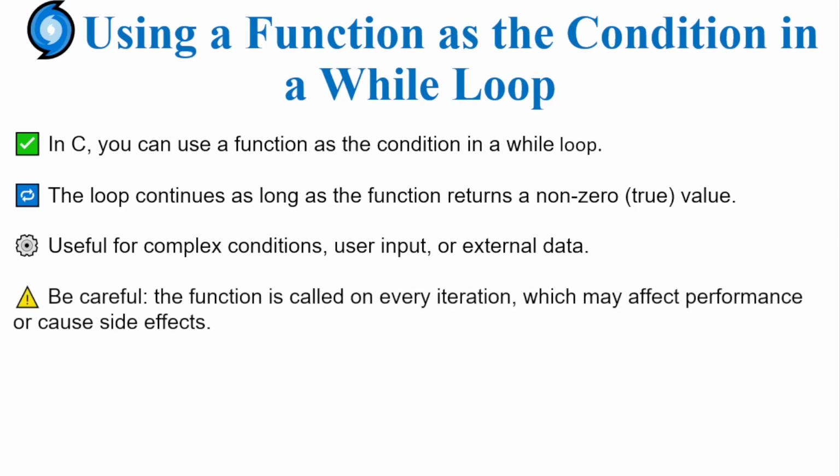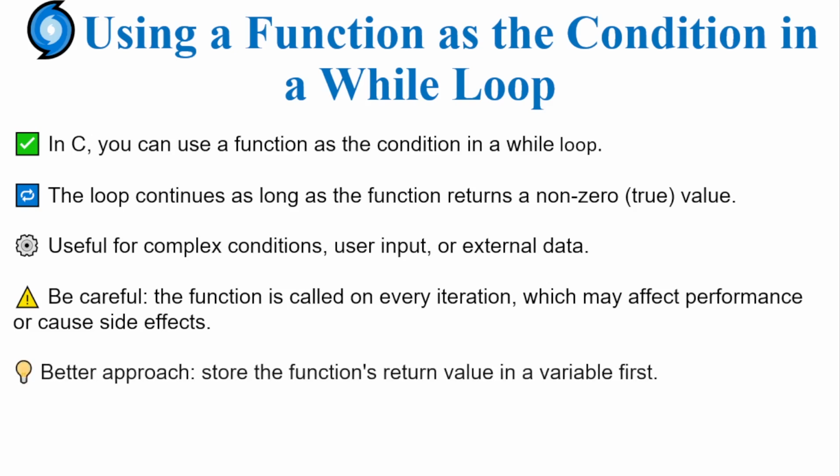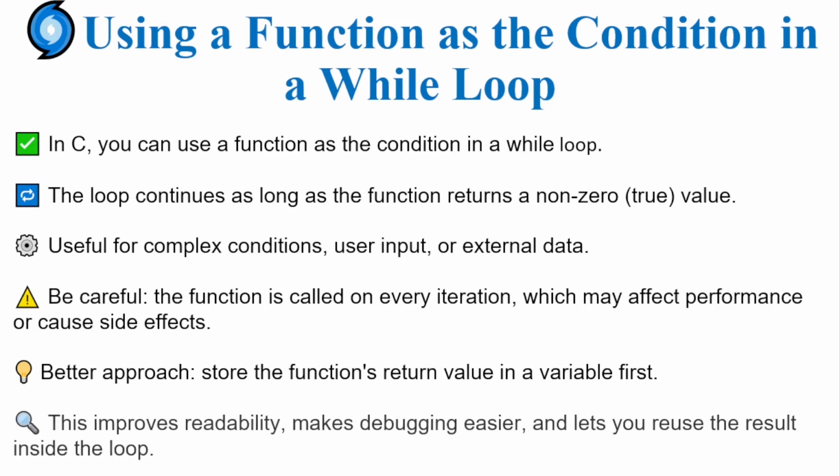However, since the function is called on every iteration, it may introduce side effects or affect performance if not used carefully. To improve readability and avoid unintended consequences, it is often better to first store the function's return value in a variable, then use that variable in the loop condition. This approach also makes debugging easier and allows reuse of results within the loop body if needed.